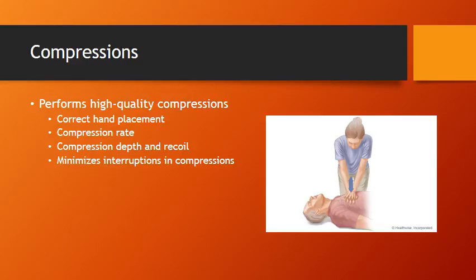For compression depth and recoil, compress at least 2 inches, 5 centimeters, and avoid compressing more than 2.4 inches, 6 centimeters. Use of a commercial feedback device or high fidelity manikin is highly recommended. Allow complete chest recoil after each compression, minimizing interruptions in compressions.